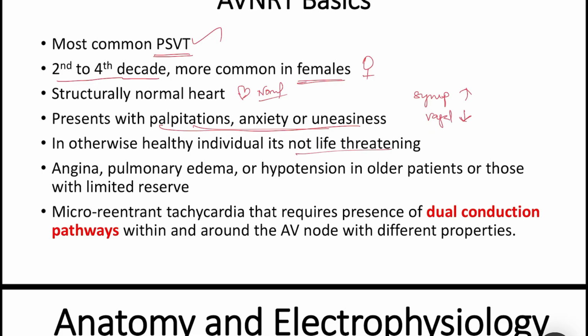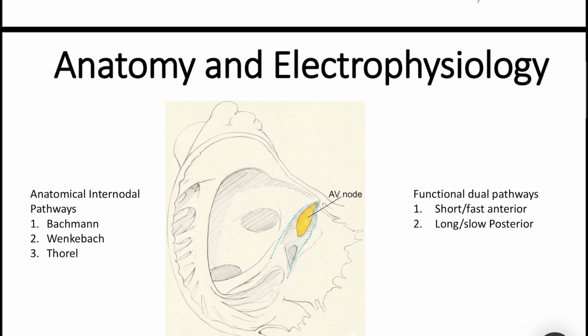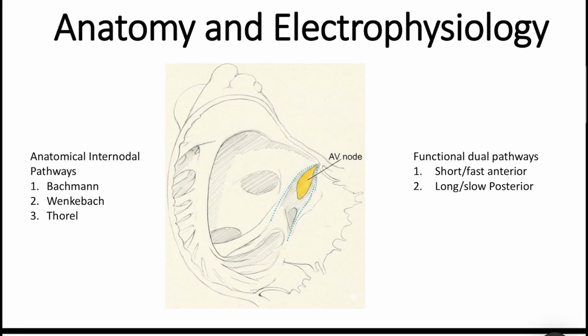In an otherwise healthy individual, AVNRT is not a life-threatening arrhythmia, although rapid rates may provoke angina, pulmonary edema, or hypotension in older patients or those with limited cardiovascular reserve. AVNRT is a micro-reentry tachycardia that requires dual conduction pathways within and around the AV node. Understanding AVNRT requires a familiarity with the conduction system's anatomy and electrophysiology.